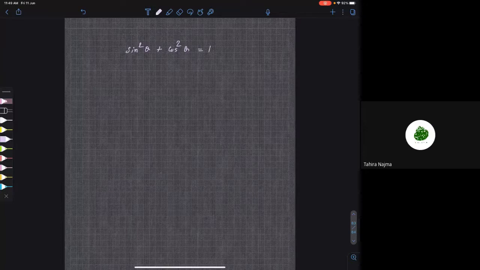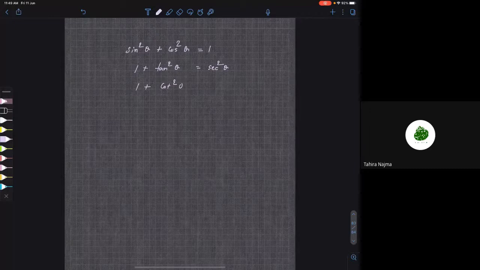Tan square theta plus 1 is equal to sec square theta. And 1 plus cot square theta is equal to cosec square theta. Okay, fine. Now, next.